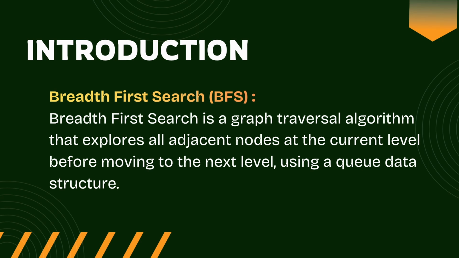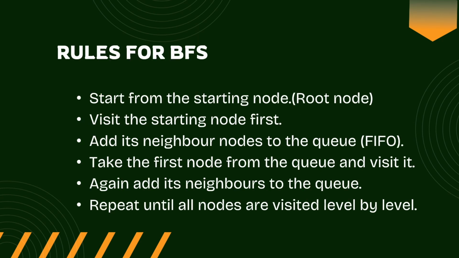Let's see the rules for BFS. There are 6 rules in BFS. Starting from the root node, which means the starting node. Next, visit the starting node first, and add its neighbor nodes to the queue in the method of first in first out. The next step would be to take the first node from the queue and visit it. The fifth step would be to again add its neighbors to the queue. The sixth step would be to repeat until all nodes are visited level by level.